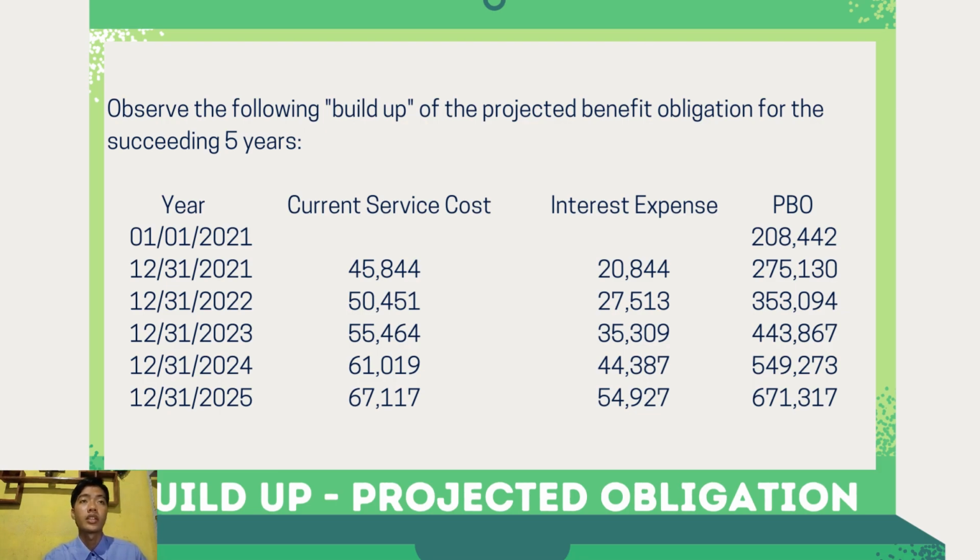Thus, on December 31, 2021, 208,442 plus 45,844 plus 20,844 equals 275,130 and so on. So, ganun lang din yung gagawin para makuha yung PBO ng mga succeeding years. Obviously, the projected benefit obligation on December 31, 2025 after 5 years from January 1, 2021 is 671,317.